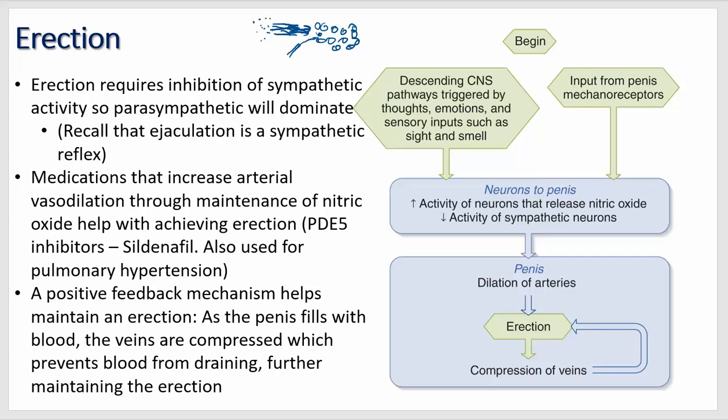All right, so positive feedback mechanisms help maintain the erection. As the penis fills with blood, the veins are compressed, which prevents blood from draining, further maintaining the erection. So this is the flow chart: descending central nervous system pathways triggered by thoughts, emotions, and sensory inputs such as sight and smell. Input from mechanoreceptors, so touch, stimulates neurons to the penis, increasing activity of neurons that release nitric oxide and decreasing activity of the sympathetic neurons, which allows blood flow, dilation of the arteries, the erection, and then the compression of veins helps maintain that erection.